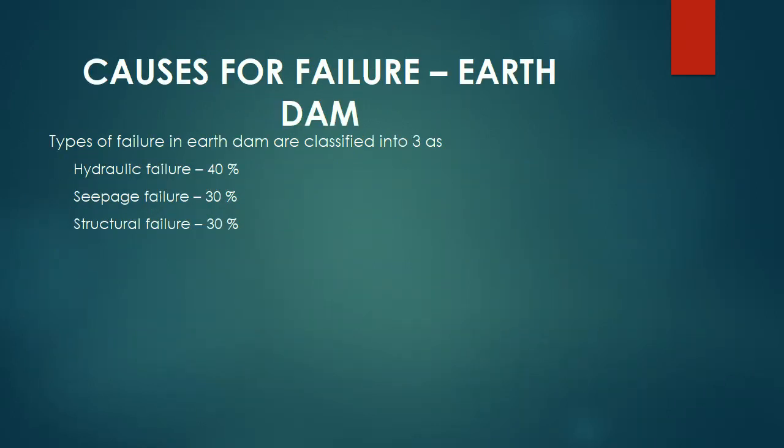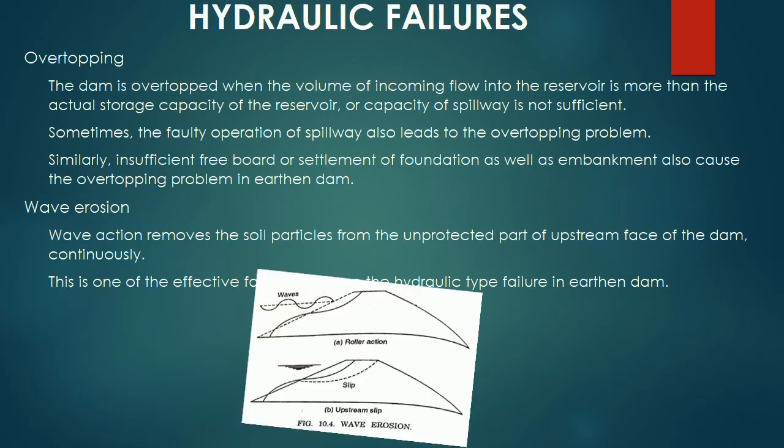Next we will discuss the causes of failure for earth dams. There are mainly three types of failures: hydraulic failure, seepage failure, and structural failure. There are four types of hydraulic failures. The first one is overtopping.